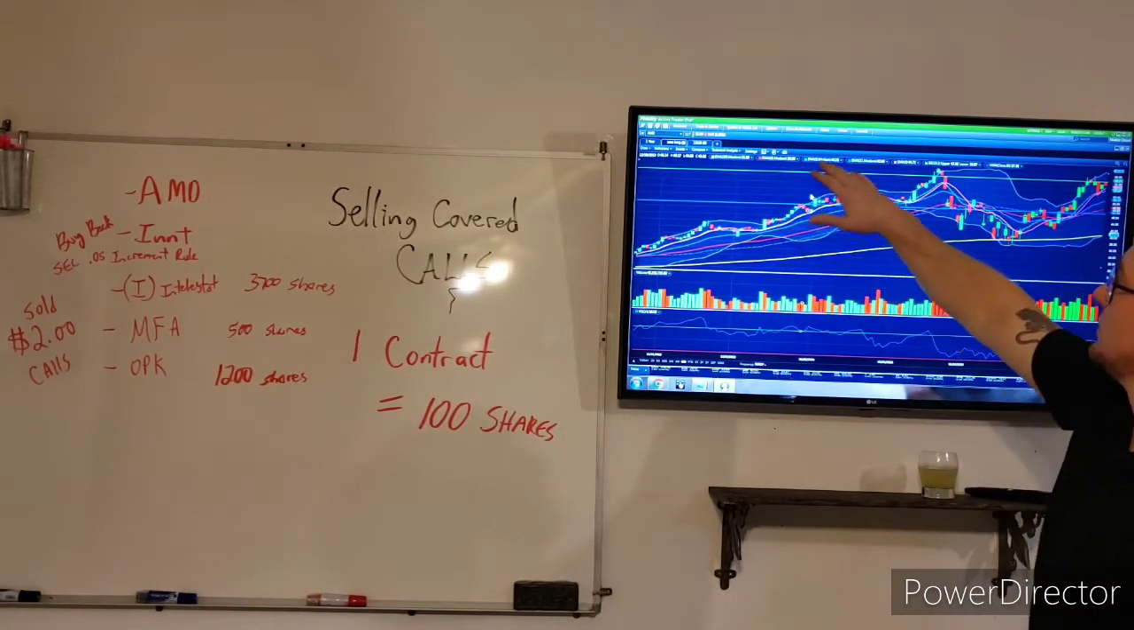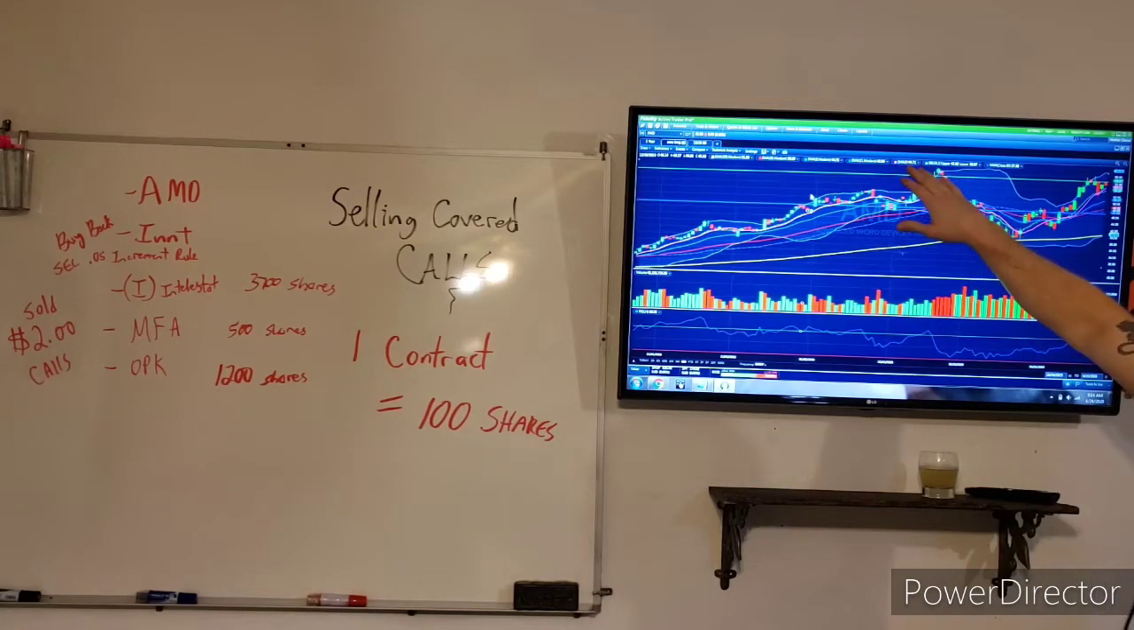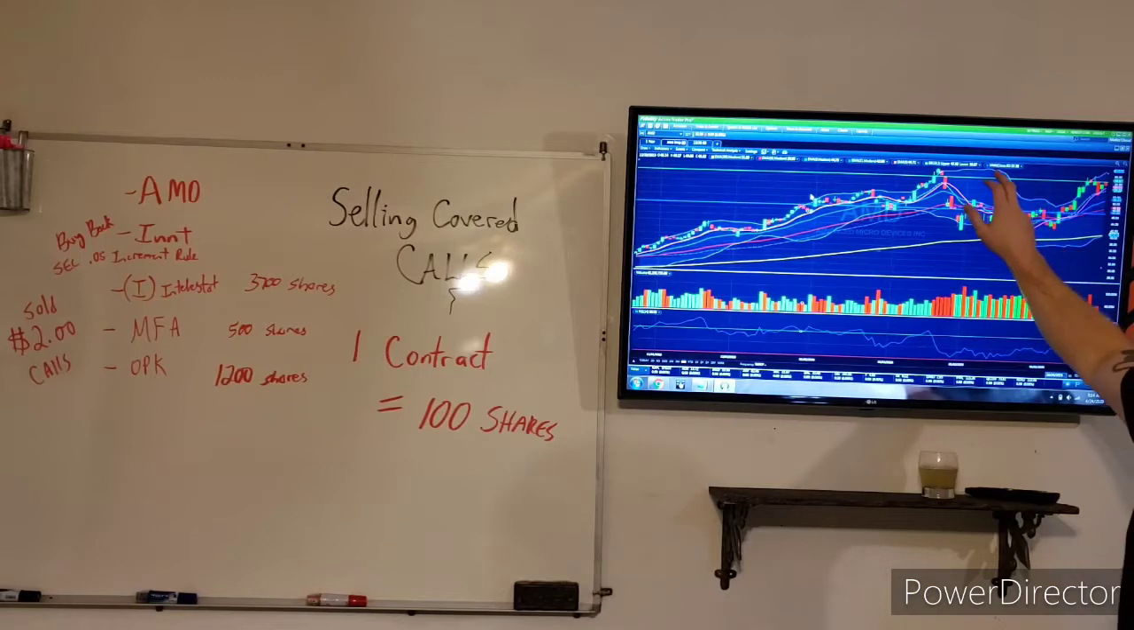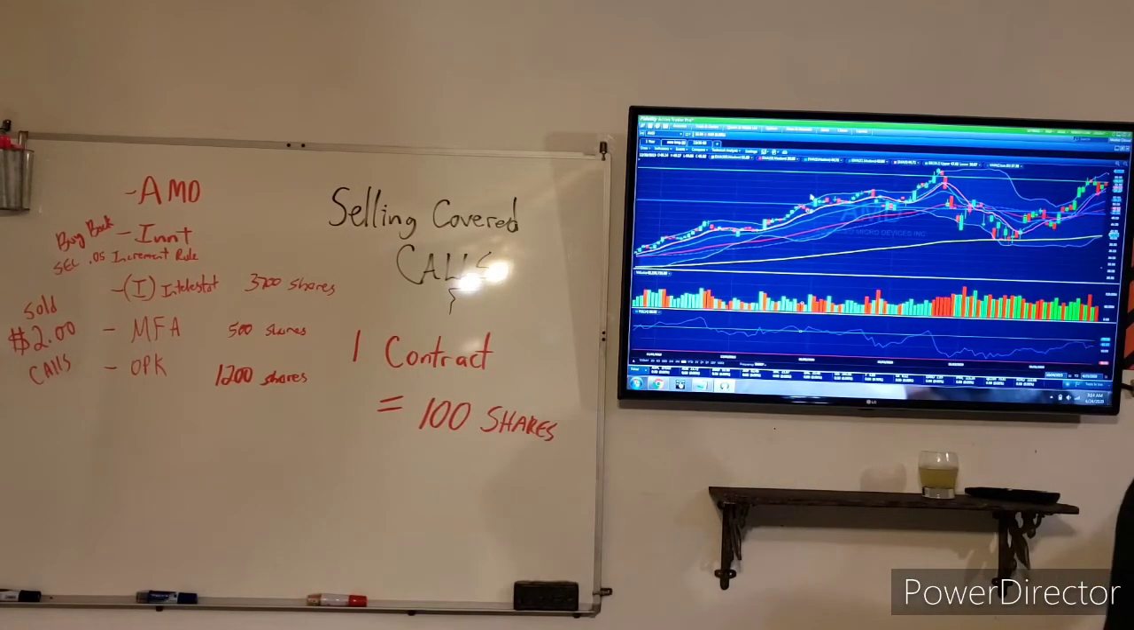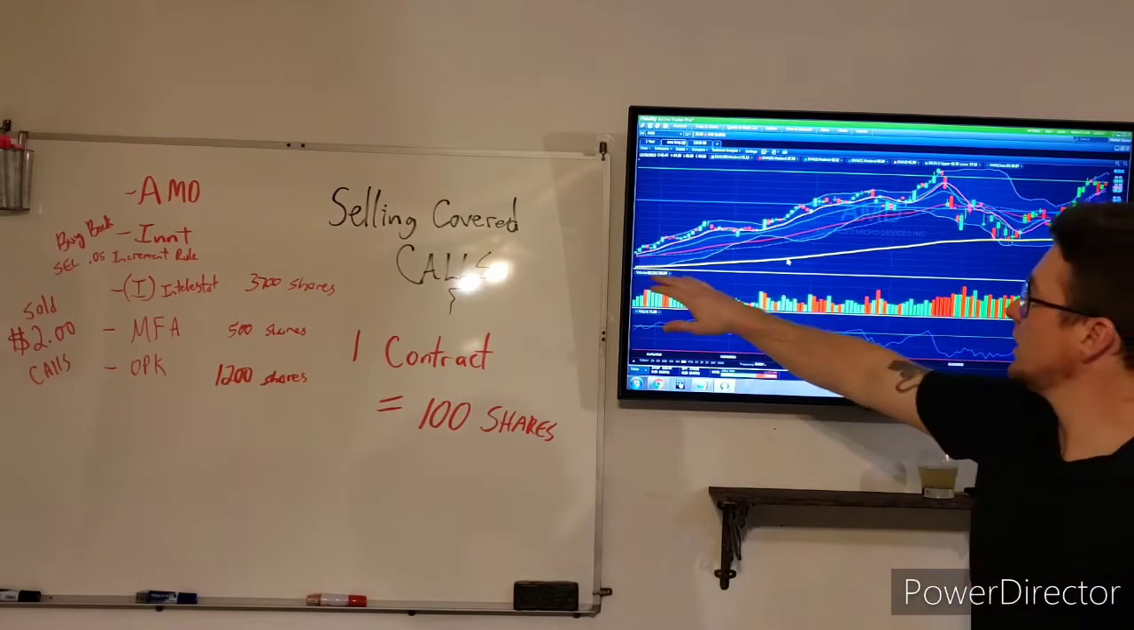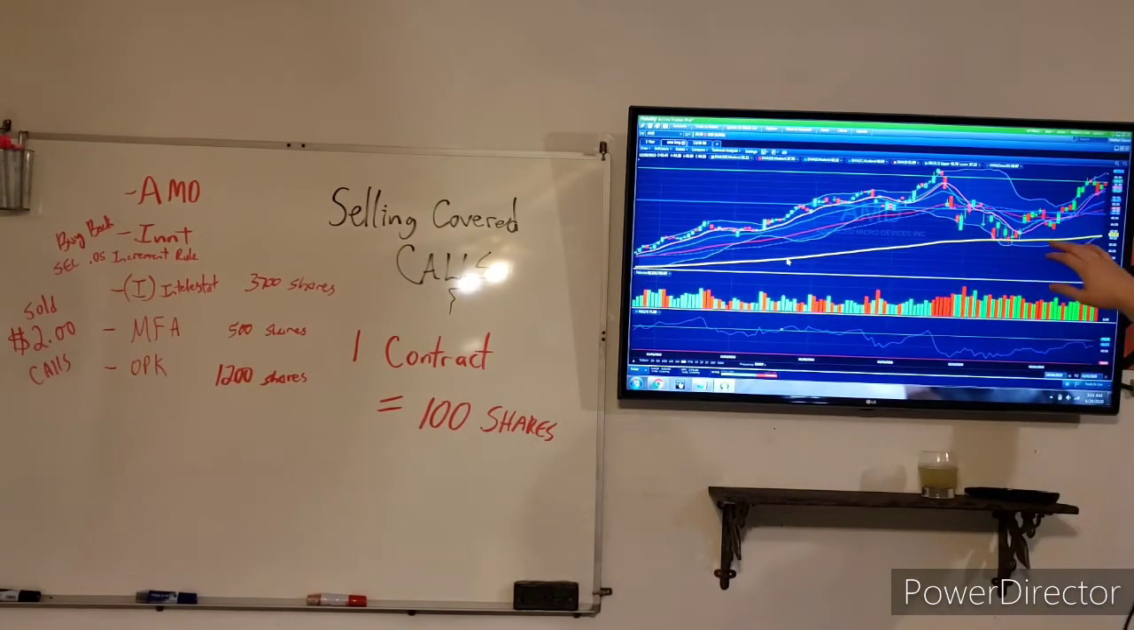So we've got a 200, a 9, a 21, and a slow moving average. I've got the Bollinger Bands on here, and I have a volume weighted moving average. So here at the bottom you see the 200, and you can see that that's probably the calmest line of all of them because it's the longest term.